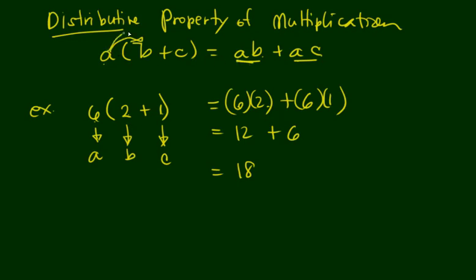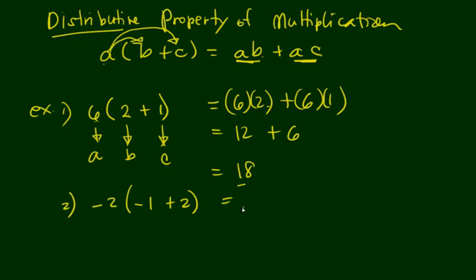Tapos, A times C, ayan naman po. Okay? So, ang sagot po dyan ay 18. Halimbawa, isa pang example. This is first example. Second example, say we have negative 2 times negative 1 plus 2.